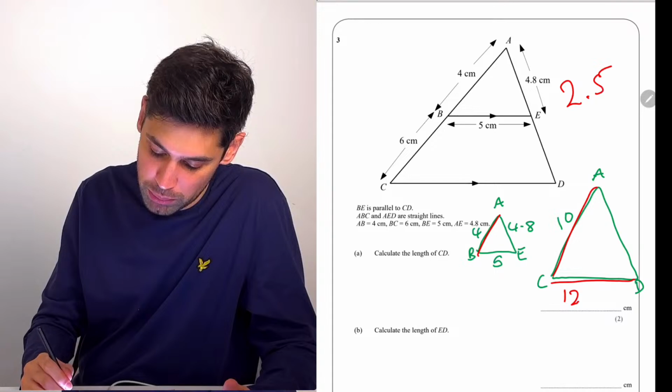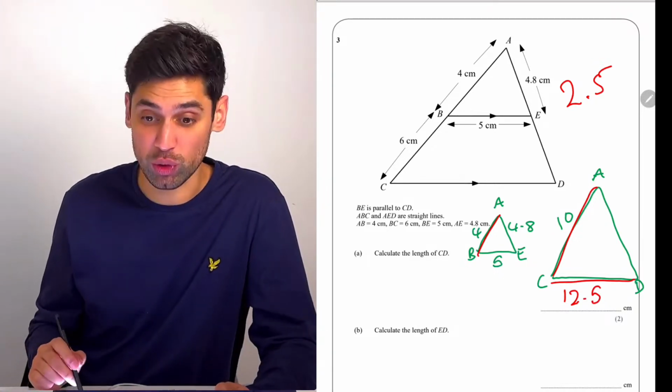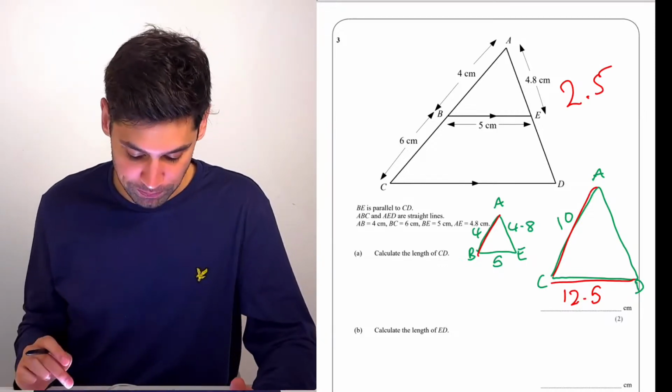And in just a beautifully coincidental way, 12.5 not only is right where CD is, but it's also on the answer line where CD should be. Don't you just love it when things work out?